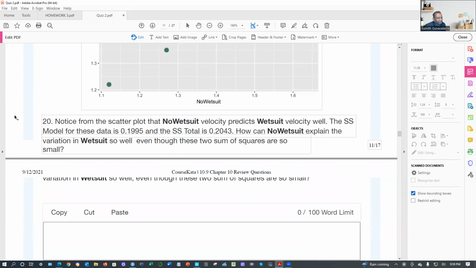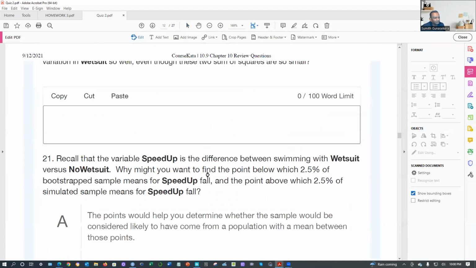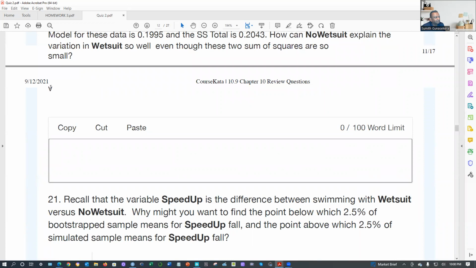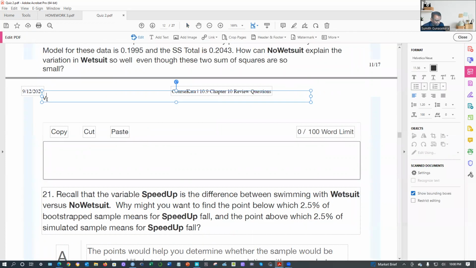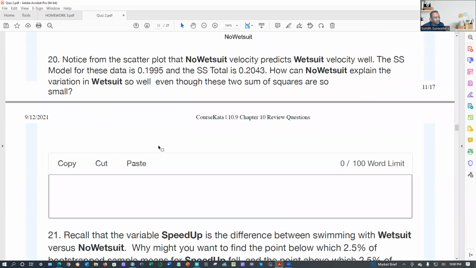Okay, the SS model for this data is this one. SS total. In the variation now, even though these two sums of squares are so small, it doesn't matter because of that. So very well, the variation.